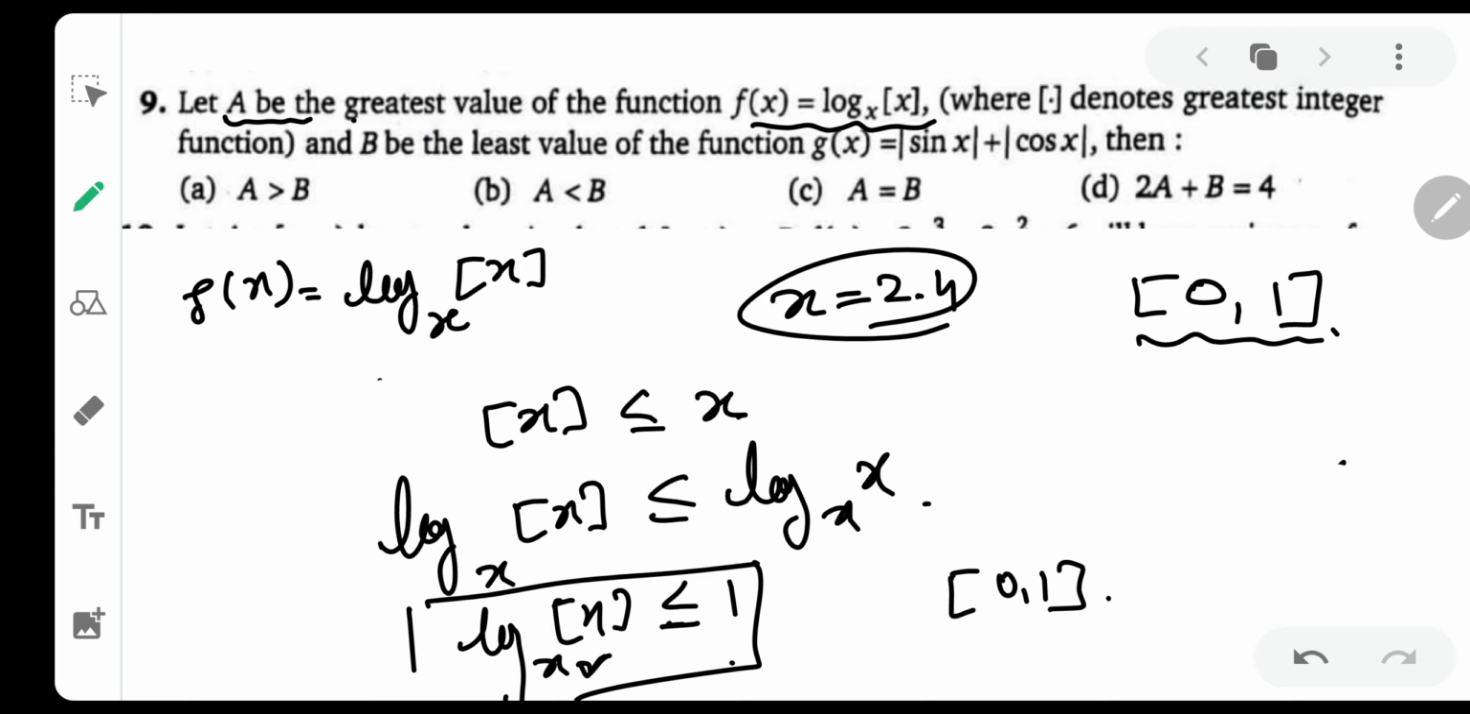Okay. Now they have asked us the greatest value. So greatest value is a equal to 1. So we got the value of a as 1. Okay. Let us move ahead.